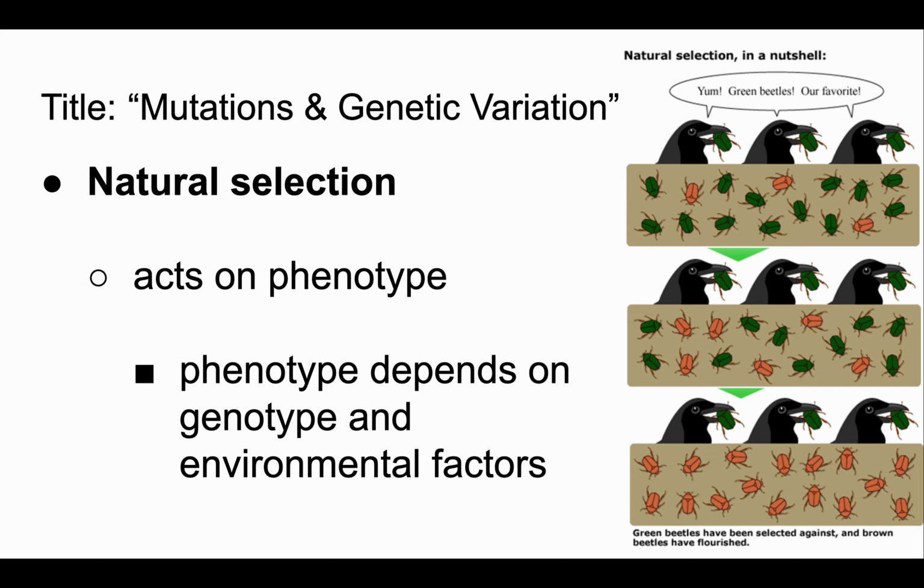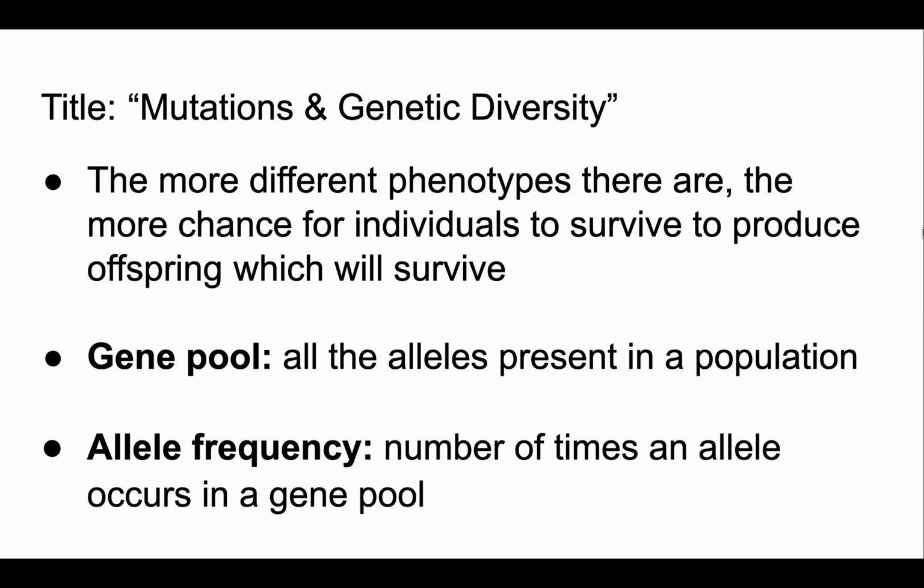Now, does that mean every single green beetle would get wiped out? Not necessarily. This is kind of an over-exaggerated example of natural selection. Now, the more different phenotypes there are, and remember phenotype is the way you look, the more chance for individuals to survive to produce offspring which will survive. And that's what evolution is.